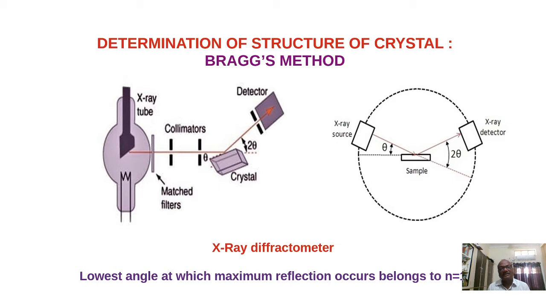You see, a crystal which has perfect planes is placed on a table which can rotate by 360 degrees. The crystal will be mounted on a table which can rotate by 360 degrees. Now the reflected, diffracted X-rays will enter into the detector. This detector, you remember, will contain either methyl bromide or sulfur dioxide.